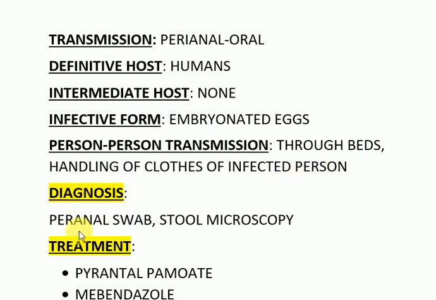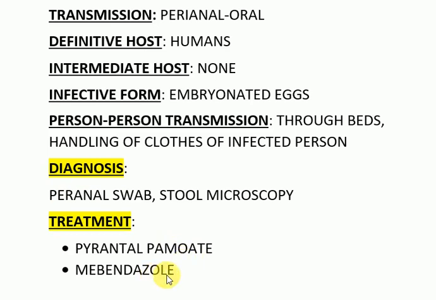Diagnosis is through perianal swab or stool microscopy, or sometimes direct examination of the perianal region, which may reveal gravid female worms. Treatment is pyrantel pamoate and mebendazole, while prevention and control is through personal hygiene maintenance and mass treatment of all infected cases.